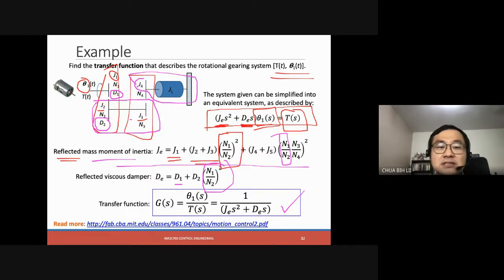So this is how you can start to find out the equation of motion for a rotating system through gears and so on. Once you are able to form this, later on in the future, you will be able to analyze them first, how fast it will respond.